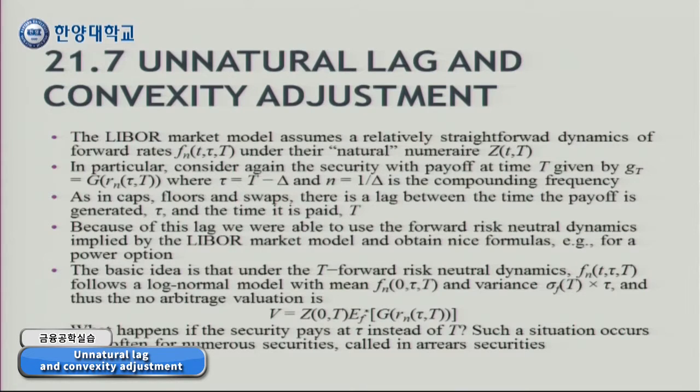I mean, one idea is that if the cash flow occurs at τ, not at big T, we at least know the value should increase, right? Because we receive money earlier, at τ. So at least we know the value should increase. And the question is, how much will it increase? At least we know the bottom. Okay? But what is the exact value of it?